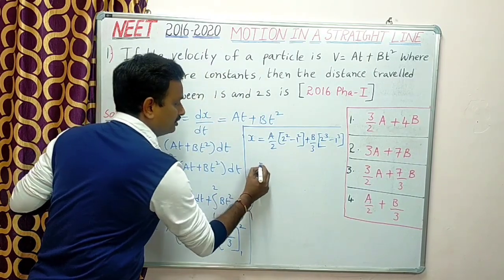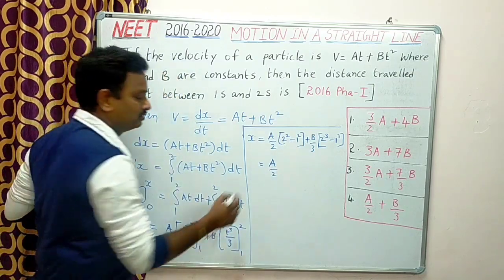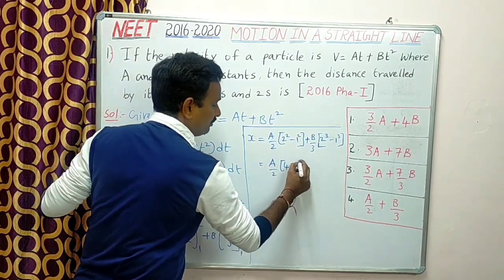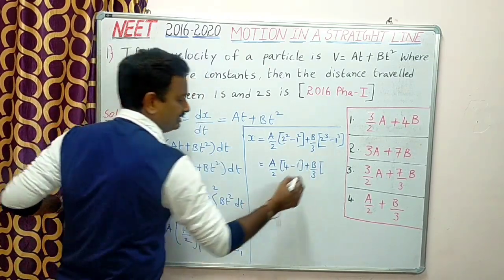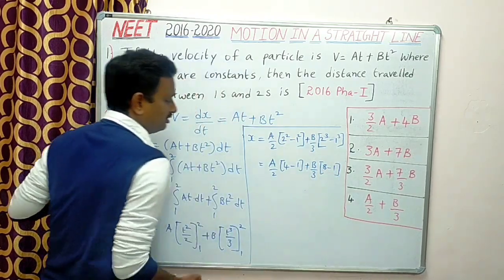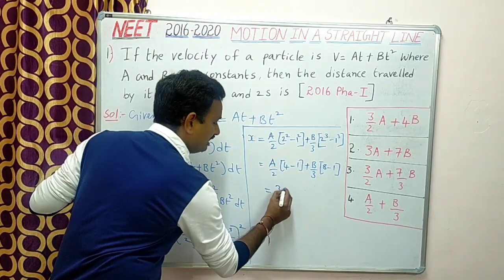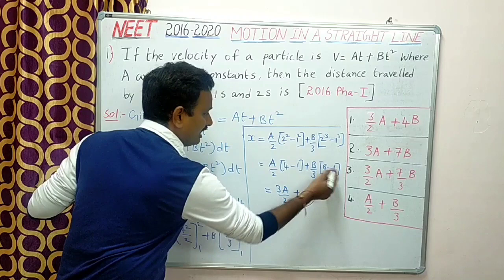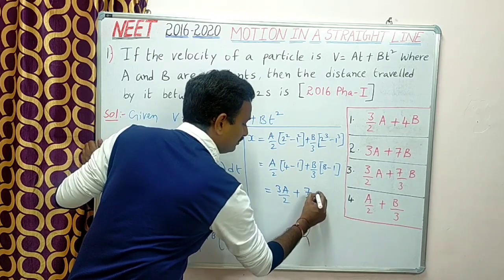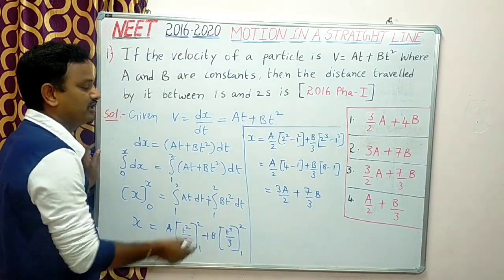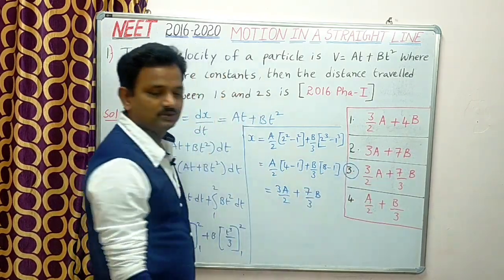So here a by 2, okay, 2 square means 4 minus 1 square means 1, here plus b by 3, 2 cube means 8, 1 cube means 1. So what I will get? 4 minus 1 means I will get 3. That means 3a by 2 plus 8 minus 1 means I will get 7. That means 7 by 3 into b. Okay, so here if you observe the options, option 3 is the answer. Okay.